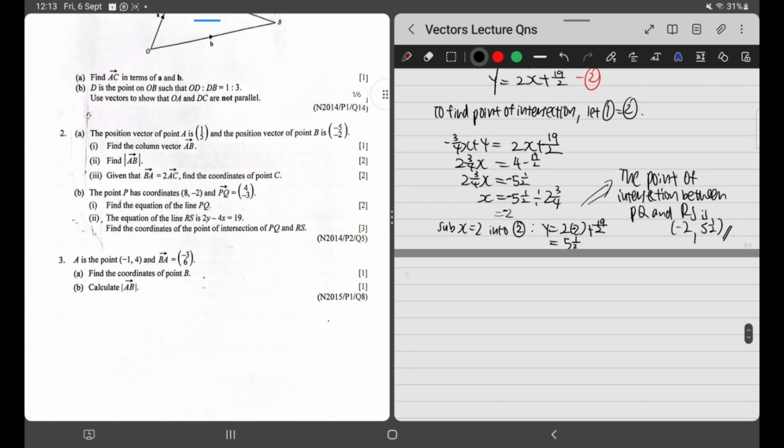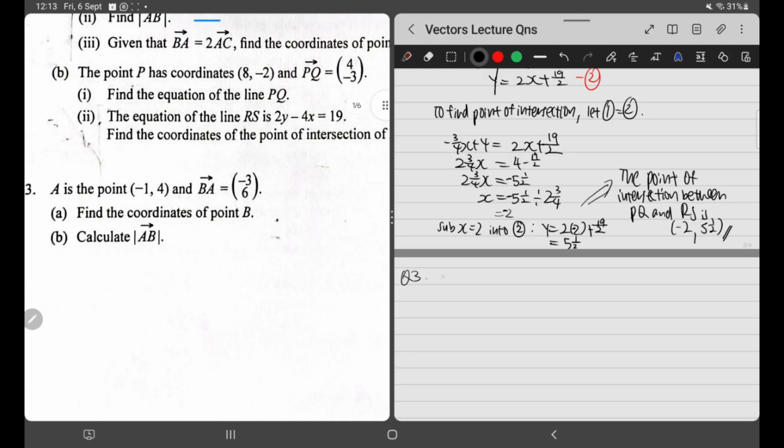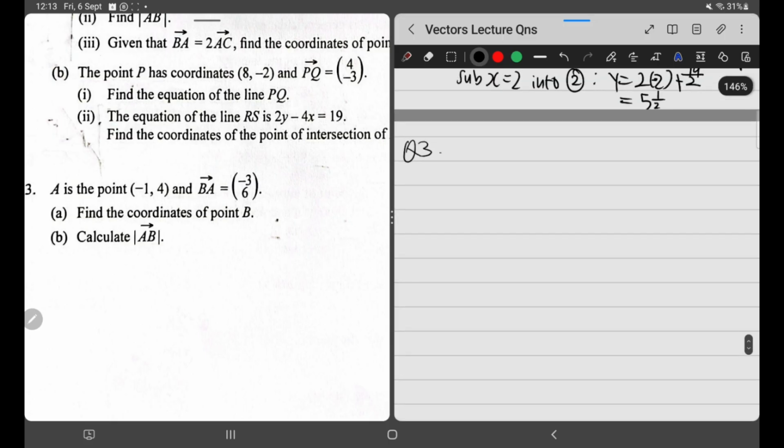Okay, now question 3. They say A is the point as such and then B is the point as such. So given that A is this point, we can say that the position vector of OA is negative 1, 4. Right? And then at the same time, BA is negative 3, 6.